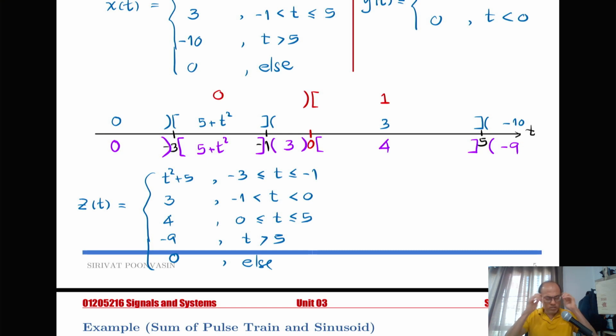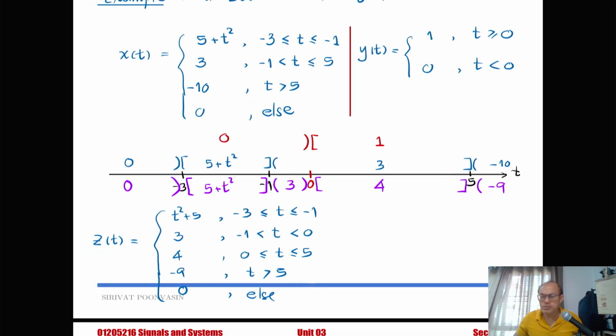Basically what we do is we do the interval analysis. You have to mark down all the points, all the markers in these intervals for x, and all the markers in these intervals for y. Then mark the values in each interval, and then we do subintervals one by one, and add those values in each of the subintervals together to get the values of z, and then we can have the result of the signal z of t. So we do it on an interval-by-interval basis.